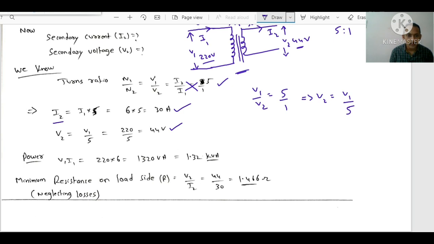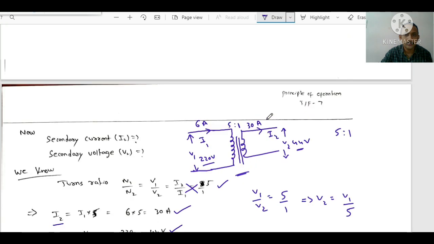Now, what is the input power? If you want power, V1 I1. 1.32 kVA. Now, what will be the resistance on the load side? V2 by I2, 1.466 ohms. Minimum resistance on load side, neglecting the losses. V2 by I2 equal to 1.466 ohms. So this is all about the principle of operation of the transformer.